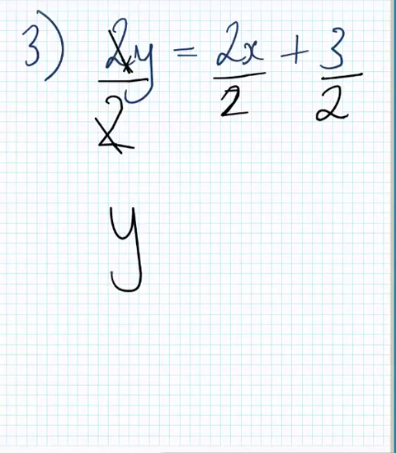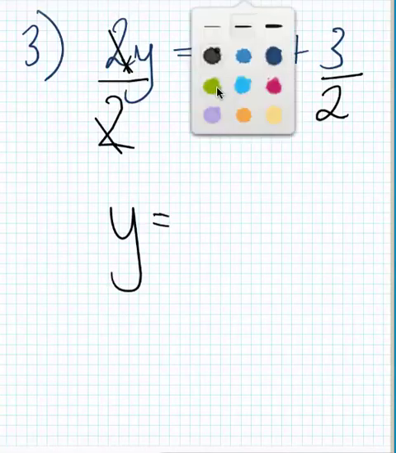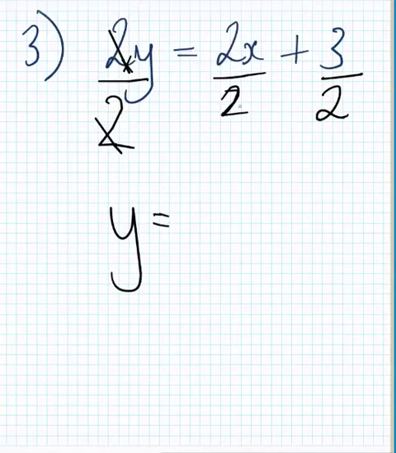So we end up with y equals, and of course simplify where you can. That 2 and 2 can cancel out to give us a 1. And 3 over 2 unfortunately can't be simplified, so we can just leave it in fraction form. So we end up with x plus 3 over 2.